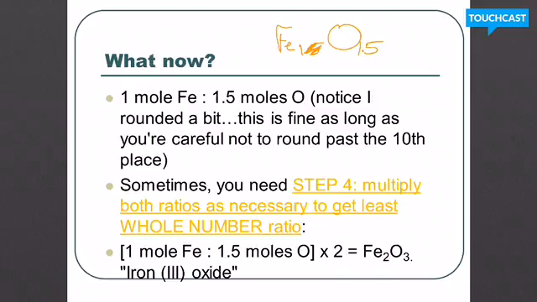So, every once in a while, you get to use a step 4. What you can do is you can multiply both of these ratios so that you get the least whole number ratio between the two. As you can see, if I multiply both of these ratios by 2, you'll get 2 iron, and 1.5 times 2 is actually 3. Oh, you see how that worked? All right, so that is, in a nutshell, the strategies that you need to do when you are looking at going from percent composition to an empirical formula.